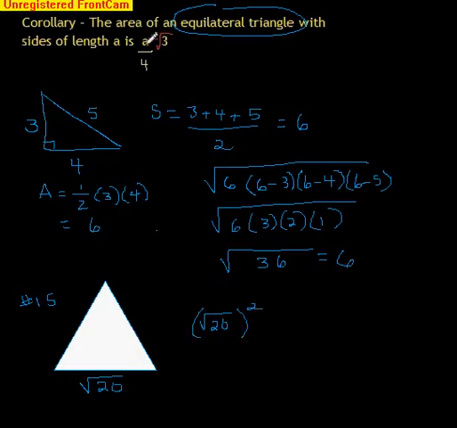Squared. So that's your side, divided by 4 times the square root of 3. And that's going to give us the square root of 20 squared, which is just 20, divided by 4 times the square root of 3. And that's 5 square root of 3. So the area of this triangle is 5 square root of 3 using our corollary.